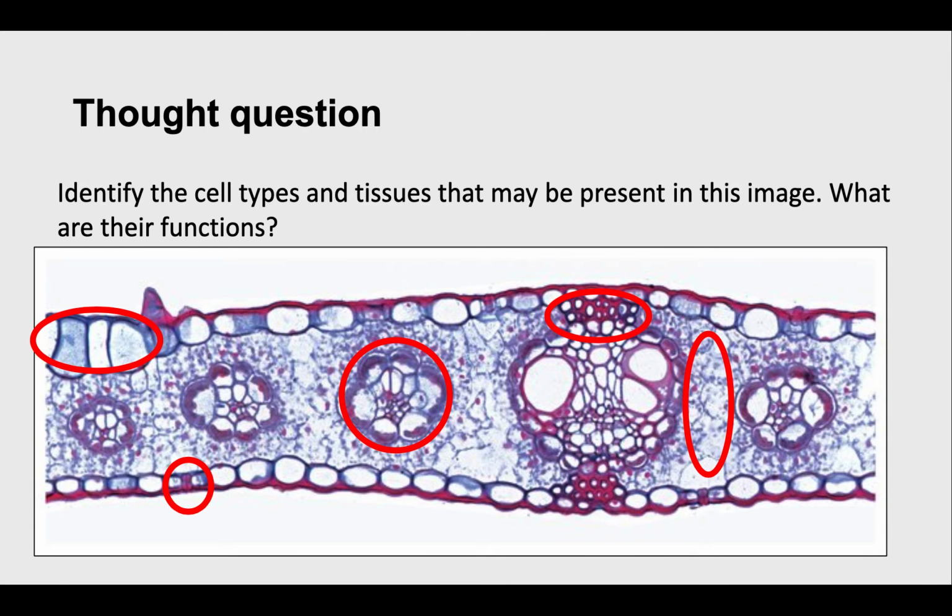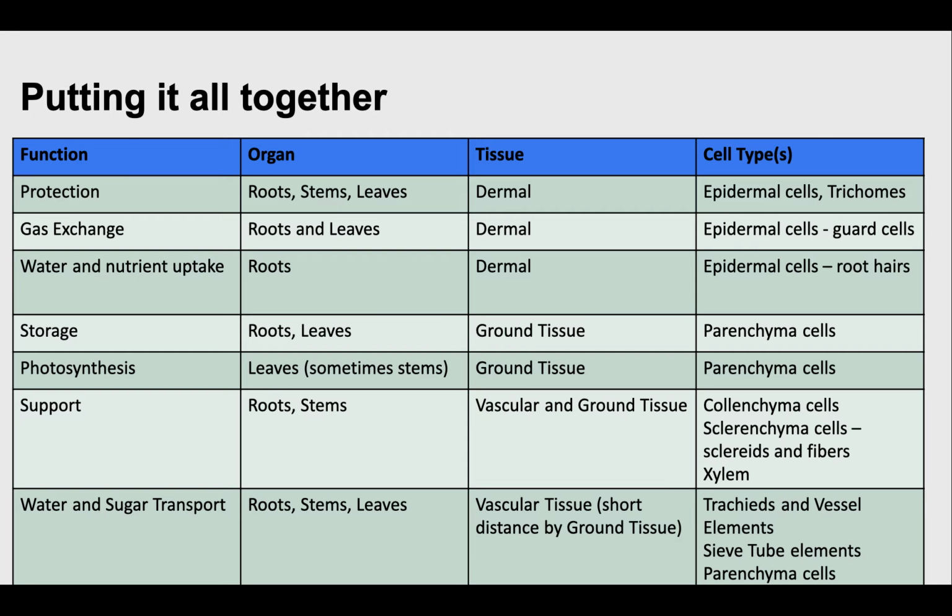All right, if there's no questions, I put this table together that I'm not going to go over in class, but it puts everything together in terms of the organs, the tissues, the cell types, and what their functions are. So this can be a good tool if you need to study a broad overview of the plant structures.